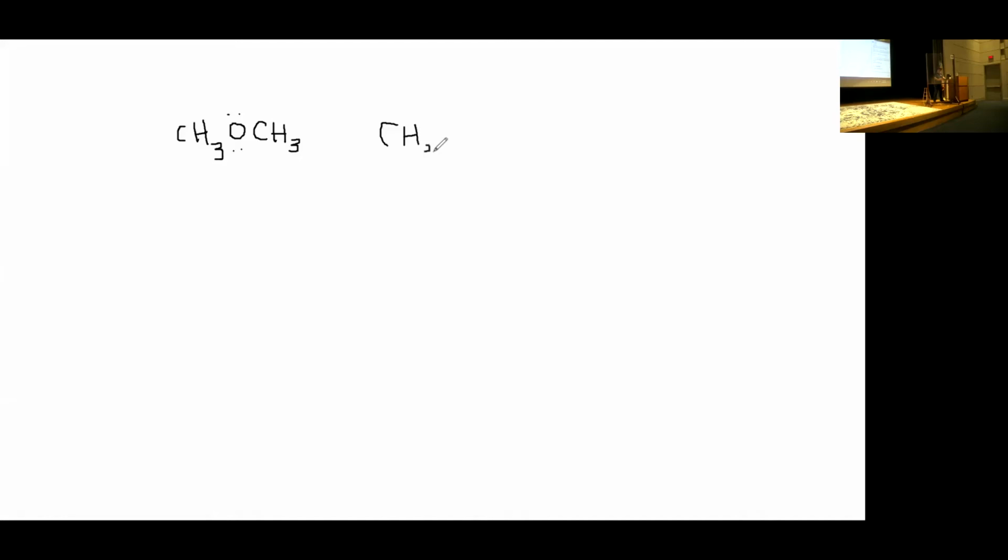So dimethyl ether and ethanol are isomers, aren't they? They're both C2H6O. But I really should look up the boiling points. I've made myself curious at this point. I feel like ethanol boils at 78 or something like that. But we'll look it up.